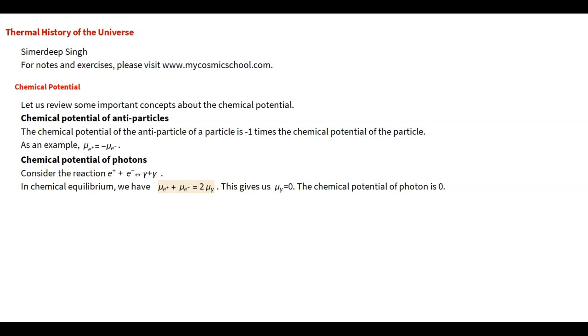Therefore, we have chemical potential of positron plus chemical potential of electron is equal to 2 times the chemical potential of photons, and because of this relationship, the left hand side is 0, and this gives chemical potential of photons is equal to 0. So we get the chemical potential of photon is 0.